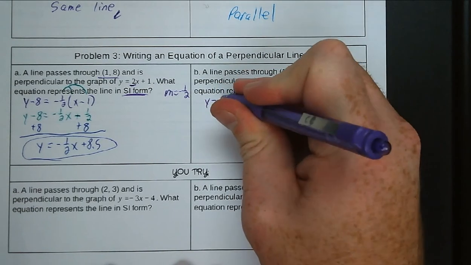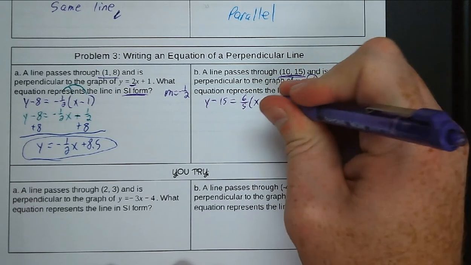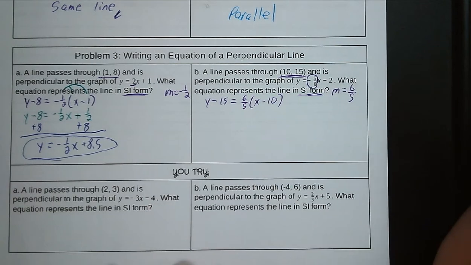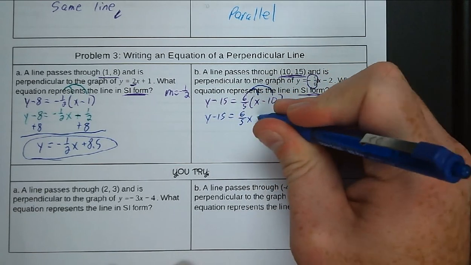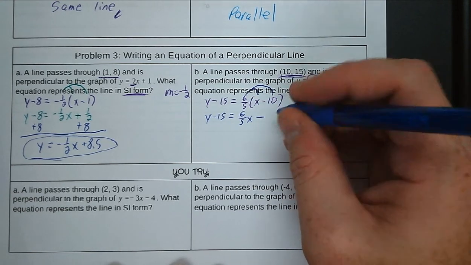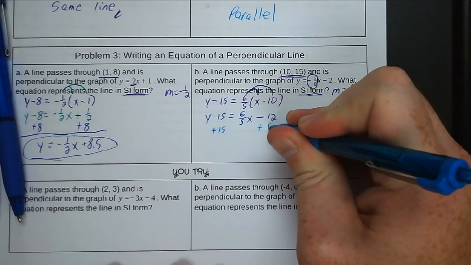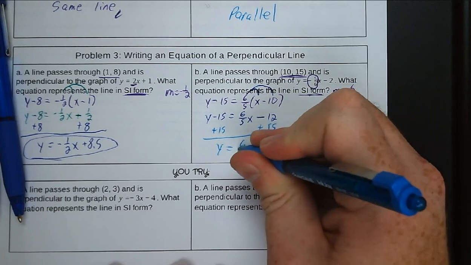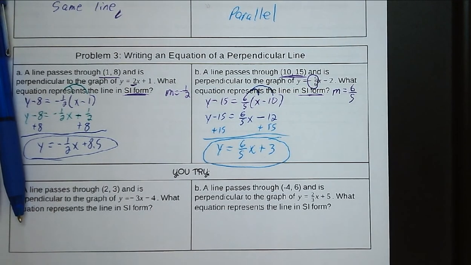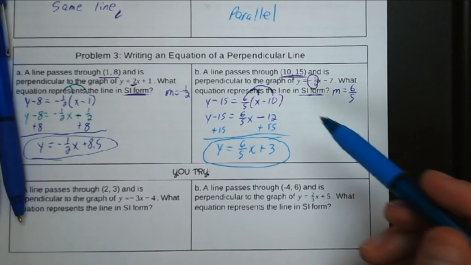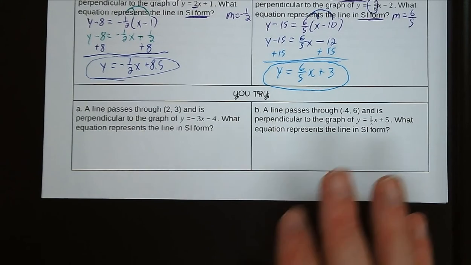So we have y minus 15 is equal to 6/5 times the quantity x minus 10. So first step is going to be to distribute. Y minus 15 is equal to 6/5 x minus 12. My last step is going to be to add 15 to both sides. So y is equal to 6/5 x plus 3. Okay, so there we are, slope-intercept form, and it is perpendicular. Negative 5/6, positive 6/5. So opposite reciprocals. All right, you guys try letters A and B, and then we will go over them.